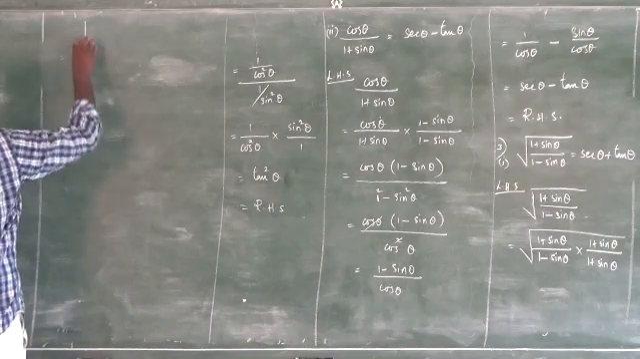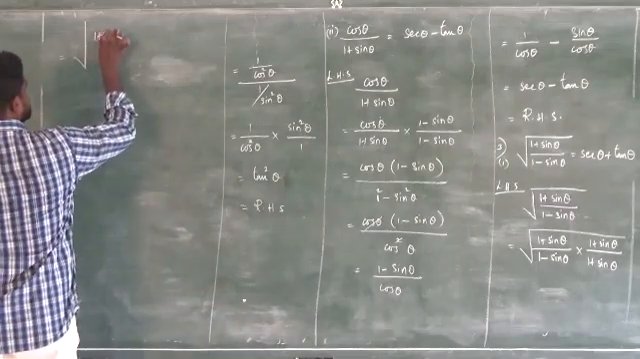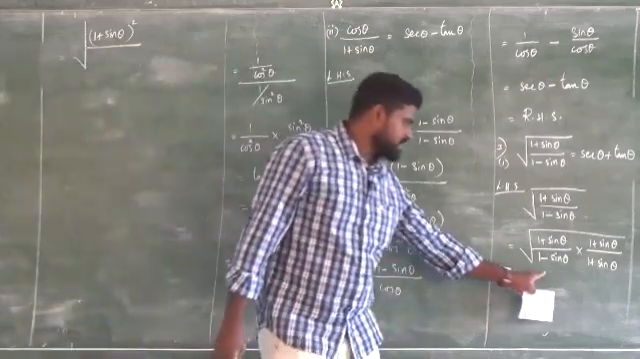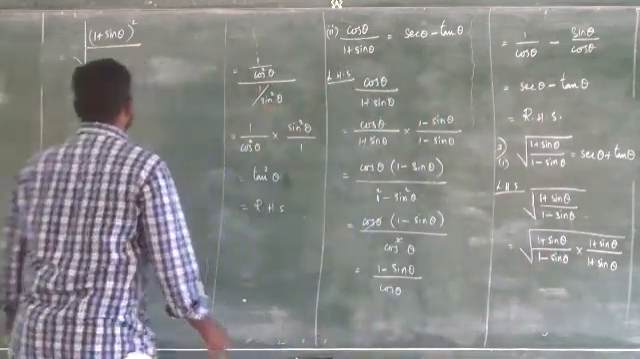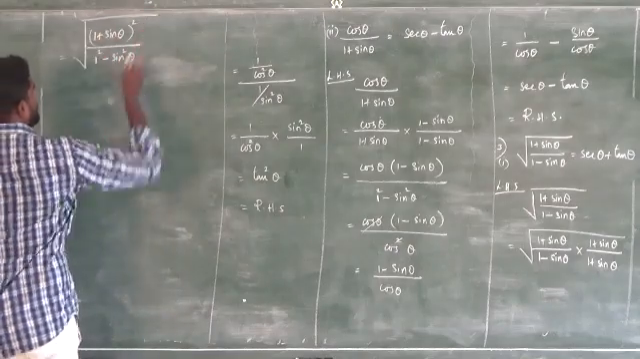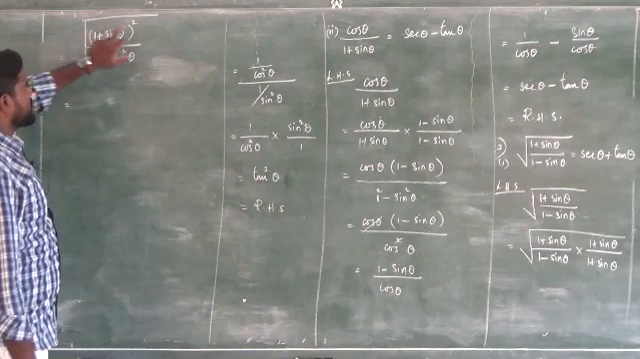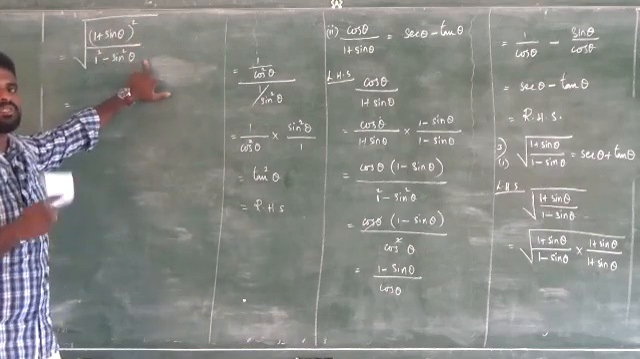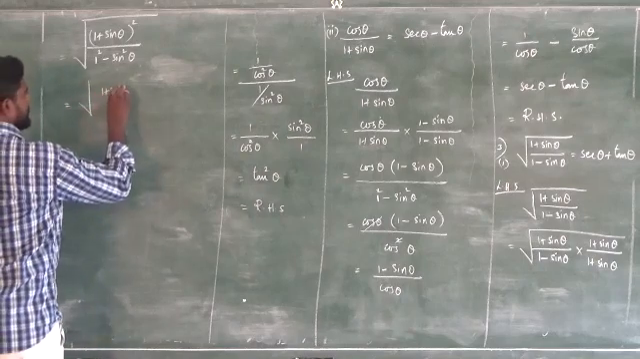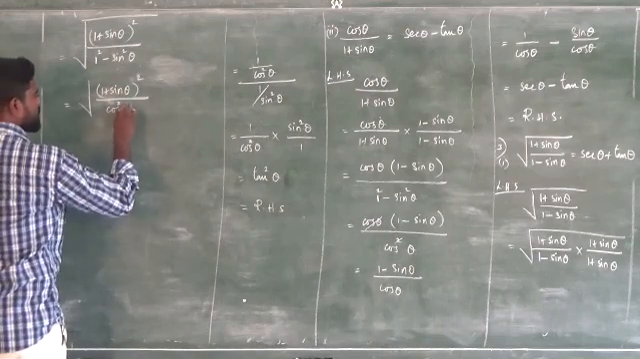So what does it become? 1 plus sin theta into 1 plus sin theta is 1 plus sin theta whole square by, again, a minus b into a plus b, which is a square minus b square. So 1 square minus sin square theta. Don't cancel this square and root, because this root is common for both numerator and denominator. If it is in whole square, we can cancel it. So square root of 1 plus sin theta whole square by 1 minus sin square theta, which is cos square theta.